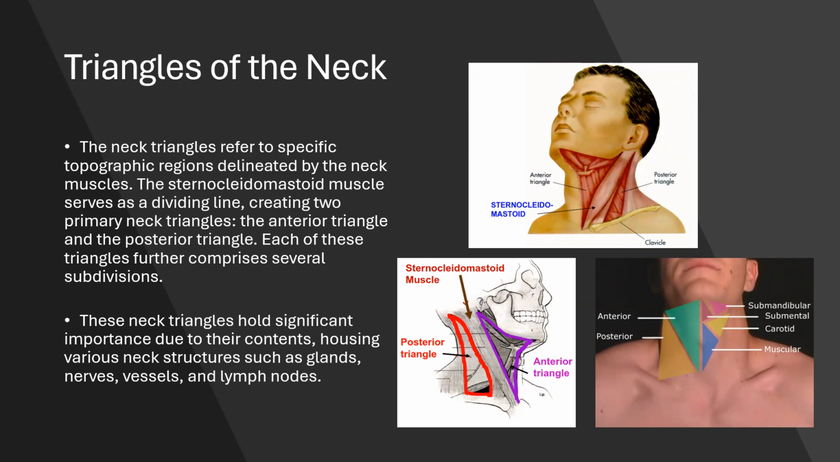These neck triangles hold significant importance due to their contents, housing various neck structures, like glands, nerves, vessels, and the most important things, the lymph nodes. So here in this schematic diagram, we can see the anterior triangle, and this is the posterior triangle, and this is the sternocleidomastoid muscle, which is dividing the neck into anterior and posterior triangles.